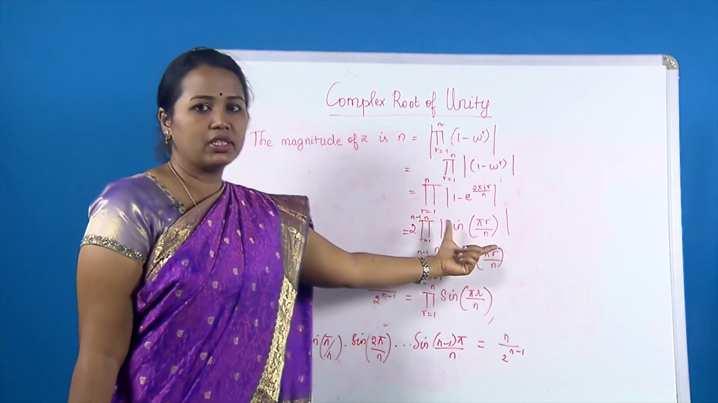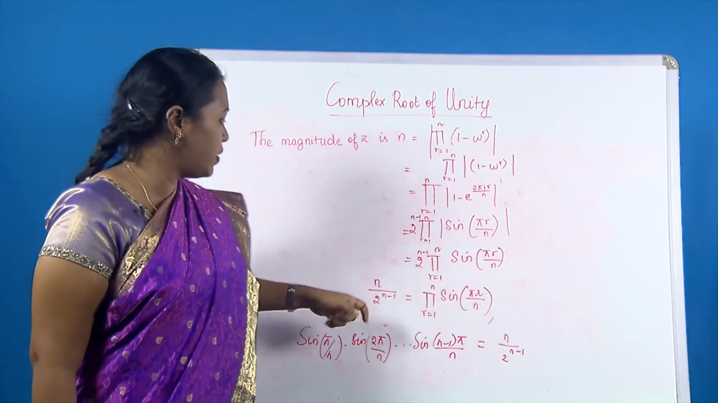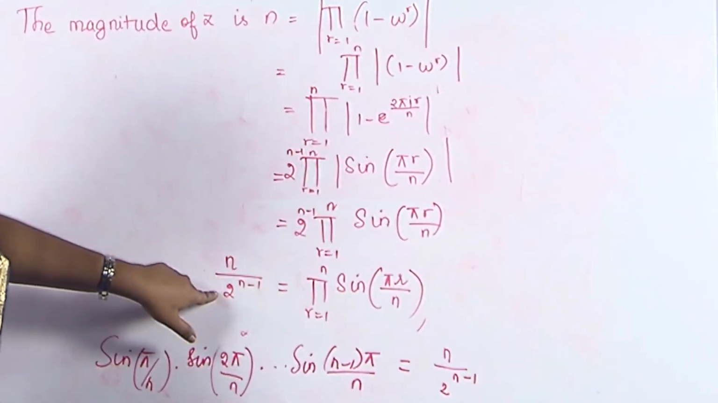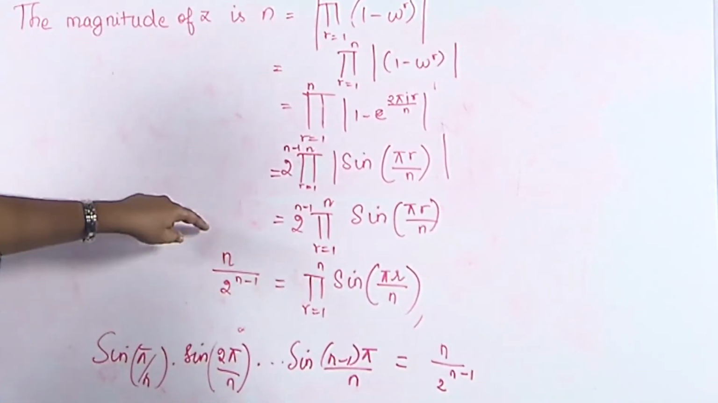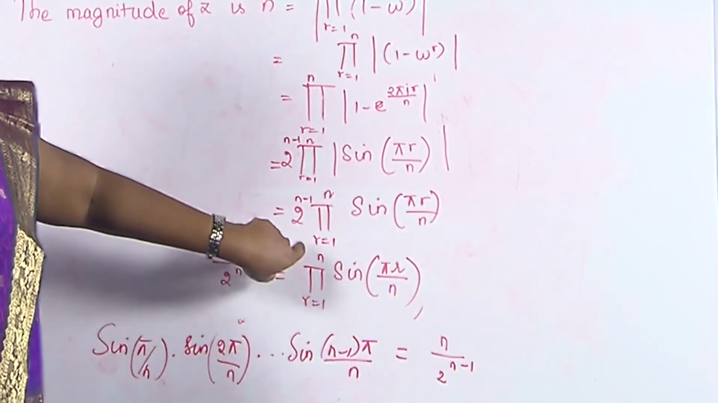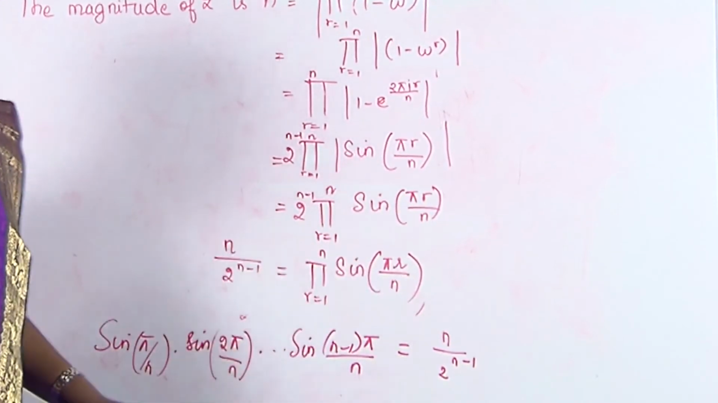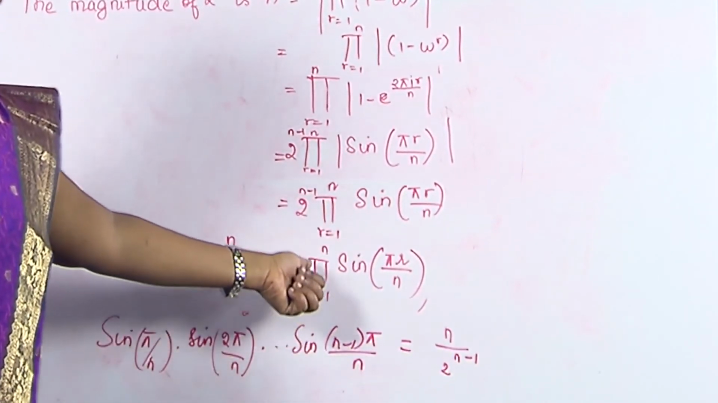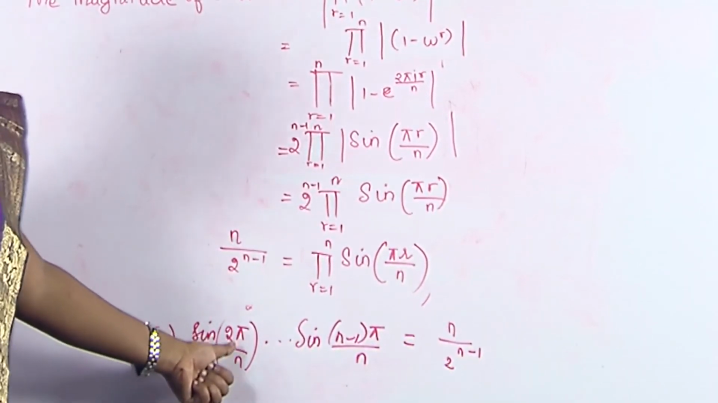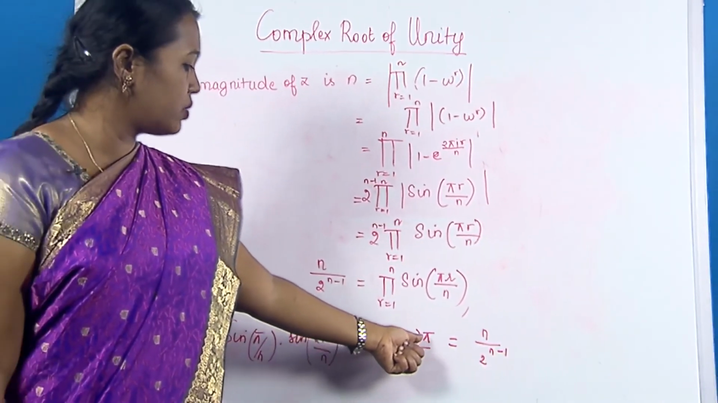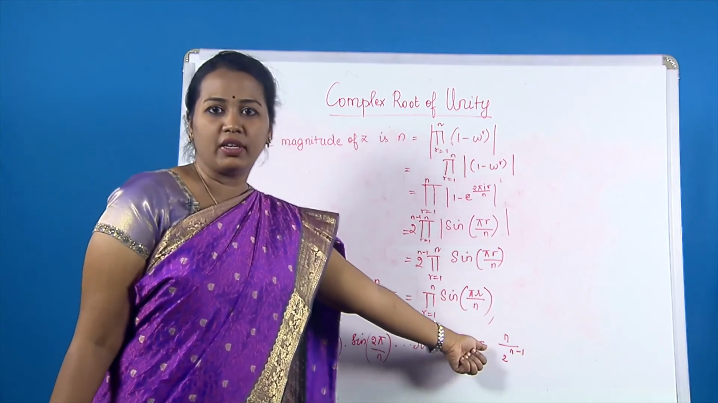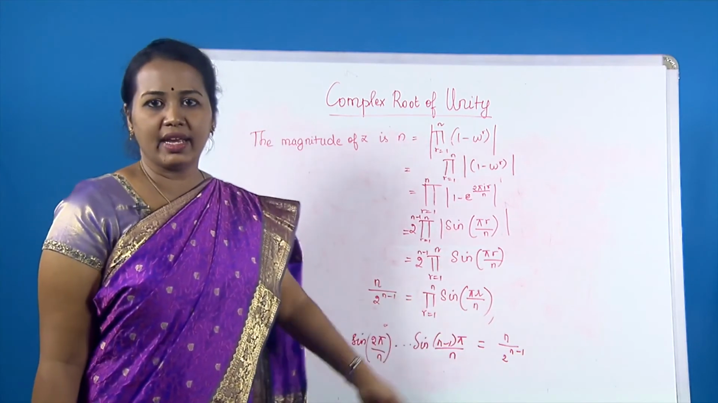So the modulus function is no longer necessary, it becomes obsolete, and here we are left with an n. So this 2 power n minus 1 can be taken to the left hand side. N by 2 power n minus 1 is equal to the product of r equal to 1 to n, sin pi r by n. Now let us apply r equal to 1, 2, etc., and so we are left with sin pi by n times sin 2 pi by n, so on up to sin n minus 1 pi by n, is equal to n by 2 power n minus 1. This result will be used in the next problem.